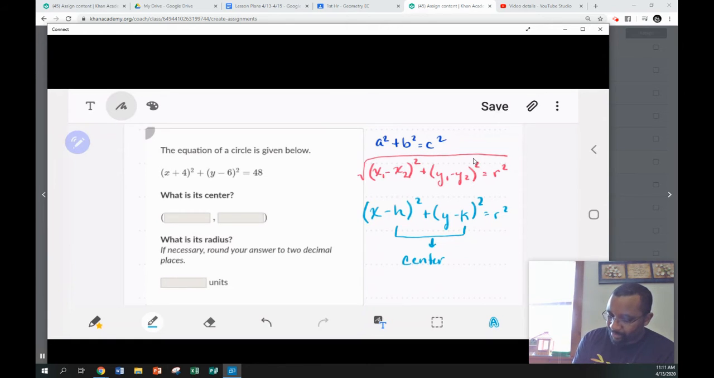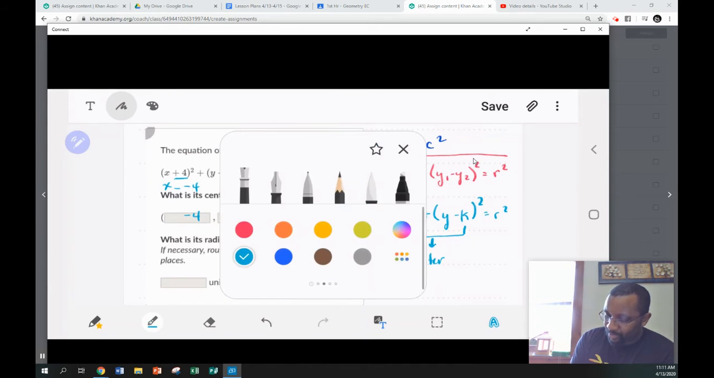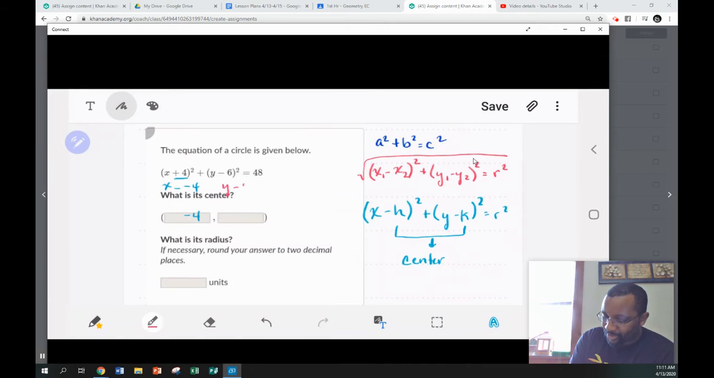Let me show you an example of how this would work. Here you have x plus 4. Since the equation is supposed to have minus, you would think of that as x minus negative 4, so the x-coordinate really is negative 4. Then with the y, that's y minus 6, so we just need the 6. Long story short, whatever you see here, take the opposite of it. So I end up with negative 4 and 6 as the center.